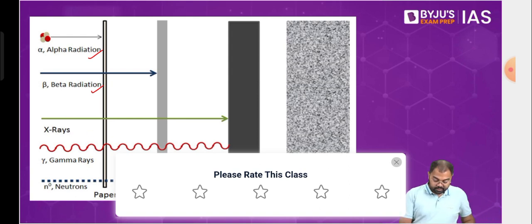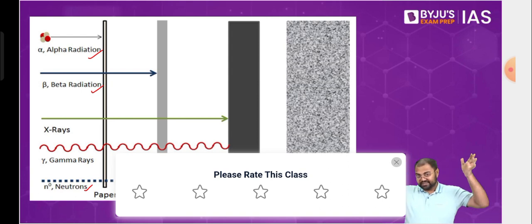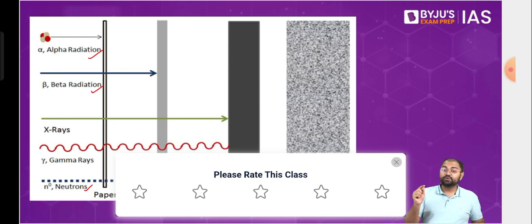Same goes for X-rays as well, that they can be stopped by a thick sheet of lead. Then lastly, neutrons. Neutrons can very easily just pass through paper, pass through aluminium, pass through lead, etc. And we need a very thick concrete wall or very thick steel walls to contain neutrons. Otherwise, containing neutrons will be very, very difficult.